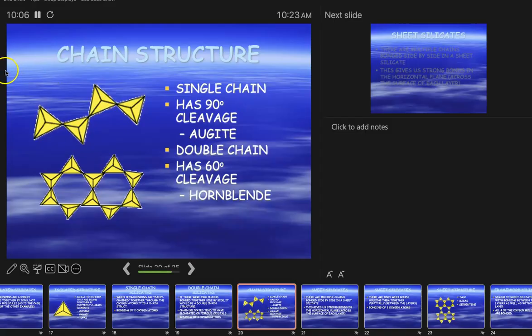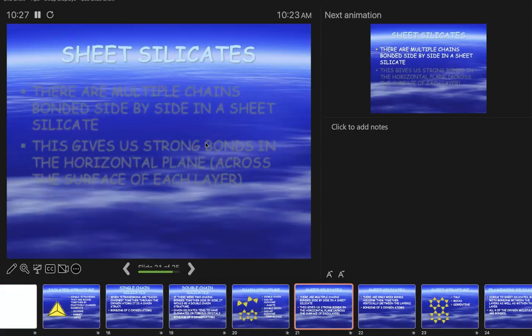And that's also possibly another reason why the augite has such nice stair-steppy sort of... I'm sorry, the hornblende has a nice stair-steppy sort of appearance to it.